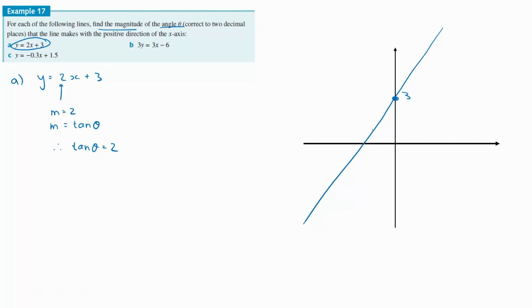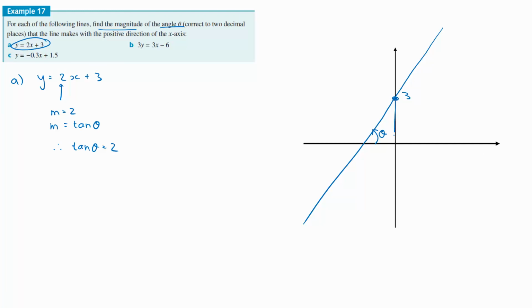Your job now is to find out the magnitude, the angle that it makes with the positive direction of the x-axis. This is the positive direction, and that's the angle that it makes. That's why I've drawn it here. That's the angle that it makes, theta. That's what you're trying to find. So how to find that?